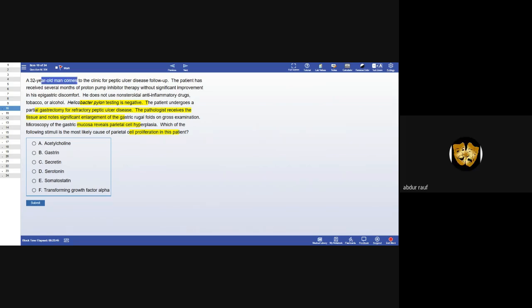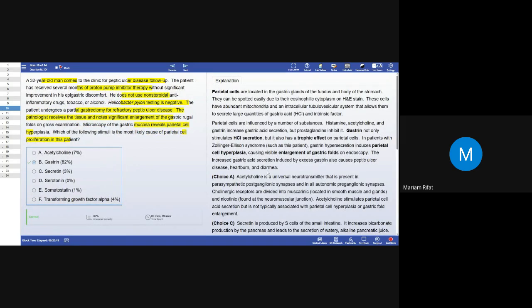All right. So we have a 32-year-old man. He's come to the clinic for peptic ulcer disease follow-up. The patient has received several months of PPI without significant improvement. He does not use NSAIDs, tobacco, or alcohol. What's happening? Zollinger-Ellison syndrome is developing. Zollinger-Ellison, gastrinoma. Because the patient is on PPI, the acidic secretions are inhibited, so because of the negative feedback effect, gastrin will be increased, and the parietal cells will be hypertrophic.